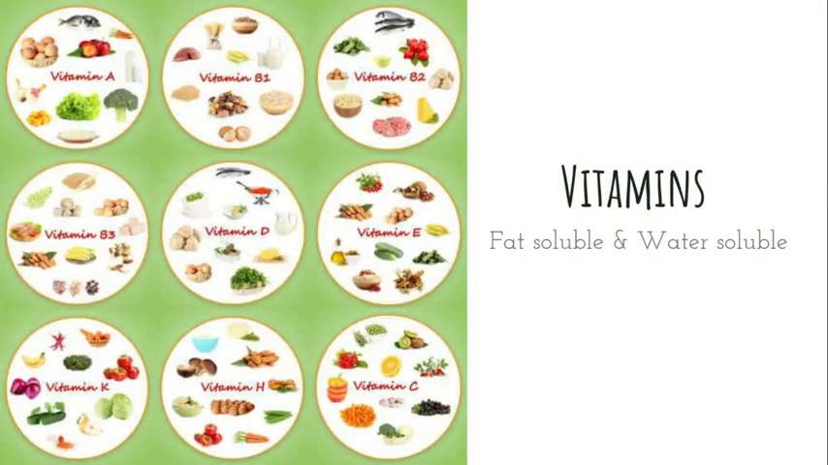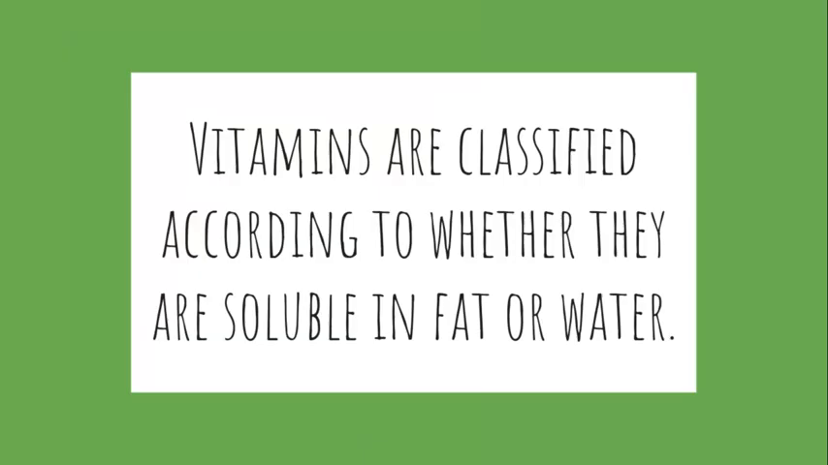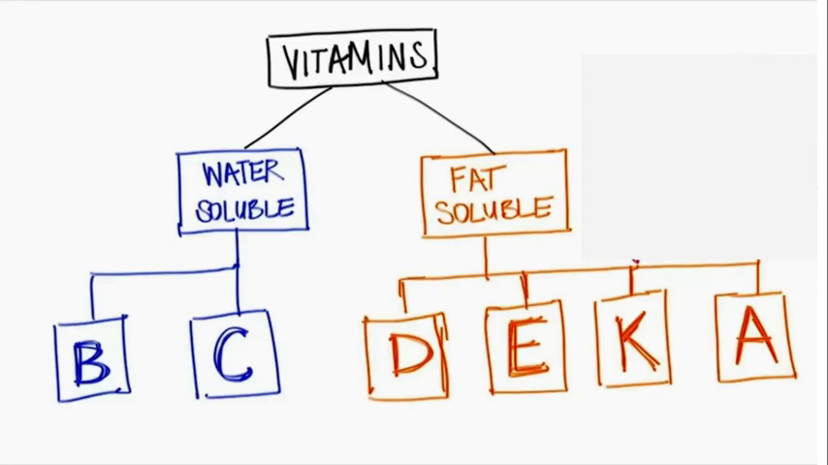Okay, so vitamins can be split into two sections. We've got fat-soluble and water-soluble. They're classified this way according to whether they're soluble in either fat or water. The water-soluble vitamins are vitamin C and the vitamin B group or vitamin B complex. There's more than one vitamin B, so that's why they're classed as a group. And the fat-soluble vitamins are vitamins A, D, E and K.